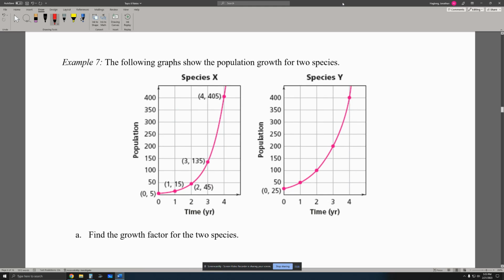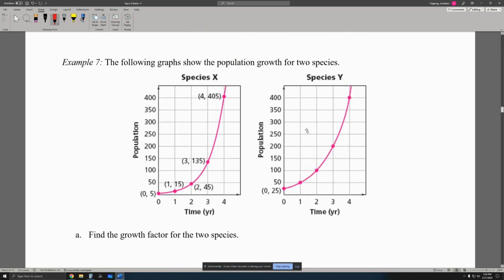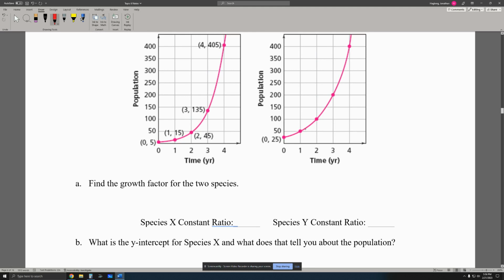All right, so let's take a look at example 7. The following graphs show the population growth for two species, species X and species Y. On the y-axis, we see the population, whereas on the x-axis, we see the time in years. Part A, find the growth factor for each of the two species. So looking at species X, the graph on the left, I could construct a table of values by looking at each of these 2 points, 1, 15 and say 2, 45. So we have x comma y, we'd have 1, 15 and 2, 45.